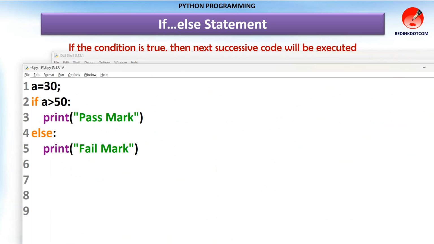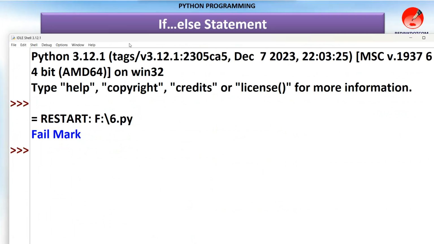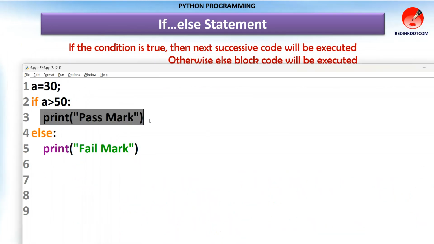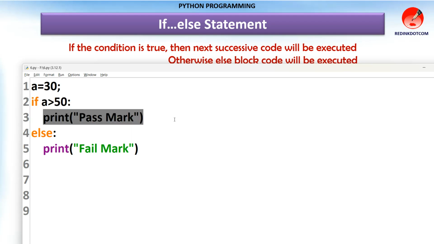Now I change the mark to 30, save the program and run it. Now the output is fail mark. So depending upon the condition, either the if block statement is executed or the else part statement is executed. We must carefully give the indent space between the if and else parts. The if and else parts come under the same alignment. A particular block of statements is identified by this indent space, so we carefully give the indent space between these lines.